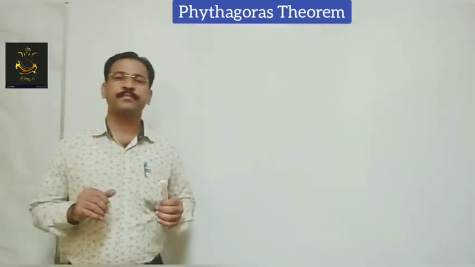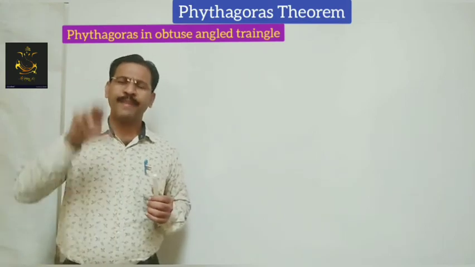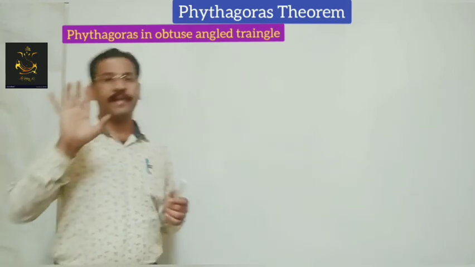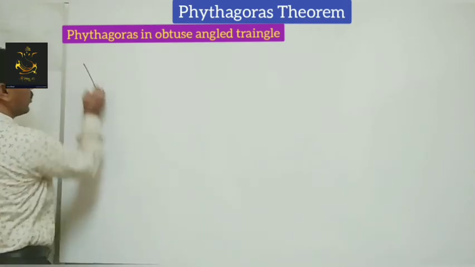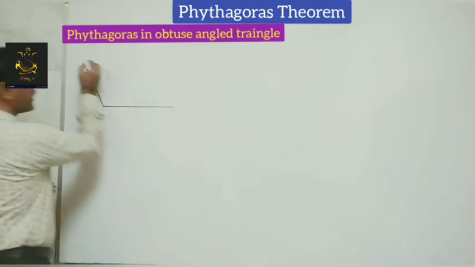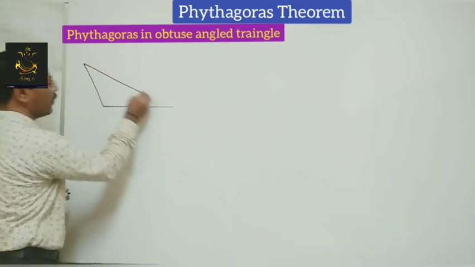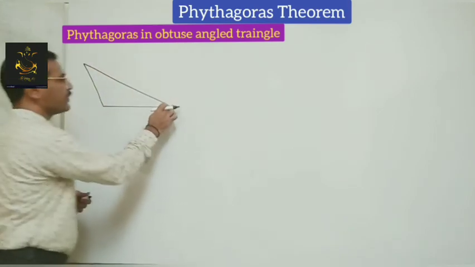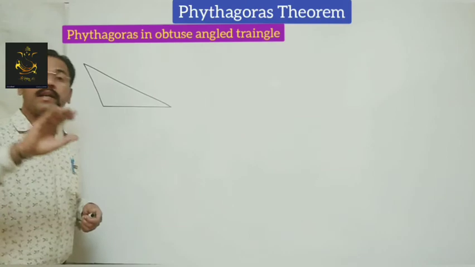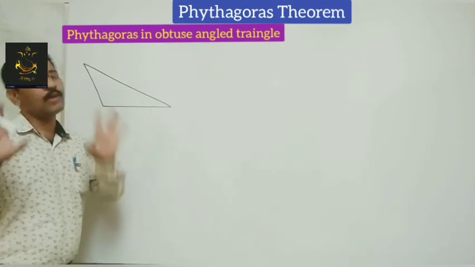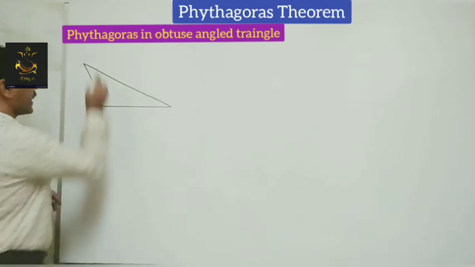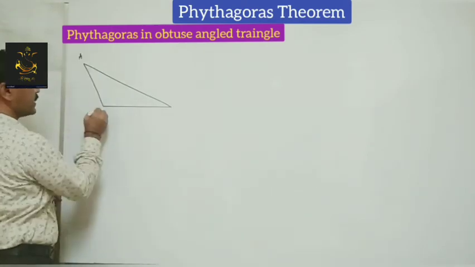Now friends, we'll take same Pythagoras in obtuse angle triangle. Okay, see now. This is obtuse angle triangle. I'll draw. What is obtuse angle triangle? We know here, one of the angles of the triangle is greater than 90 degrees. Okay, that one is called an obtuse angle triangle. Now see here. Again I'll write the same thing, ABC here.